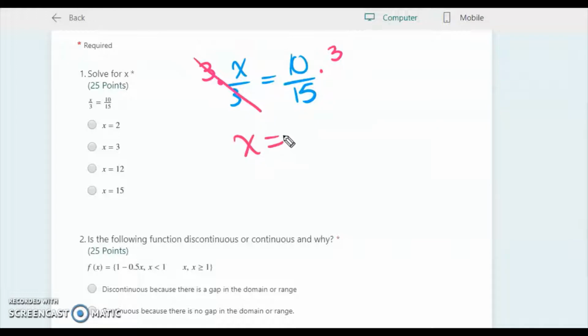So x would equal, think of this as 3 over 1. So 10 times 3 is 30. 15 times 1 is 15. And that actually simplifies to one of these answers. So 30 divided by 15.